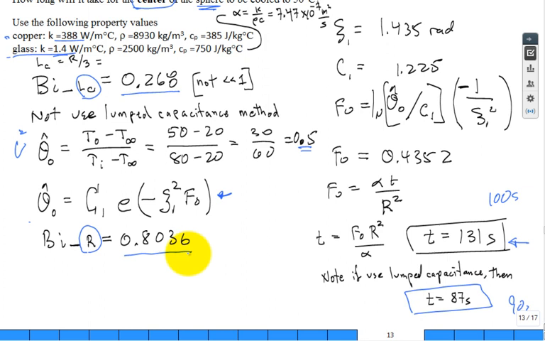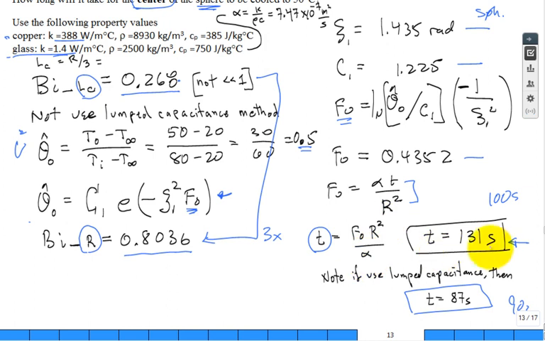For a sphere, it's different by 3. Notice, take this number, multiply by 3, and do you get 0.8036? Yeah. And now you use that, go into the table to get zeta 1 and C1 for spherical, third column over. And you can now calculate the Fourier number. Just solving this equation for the Fourier number comes in around 0.4. I expected it to be greater than the 0.2. It looks good. Then unravel the Fourier number to get the time. Fourier number is alpha t over R squared. There you go.